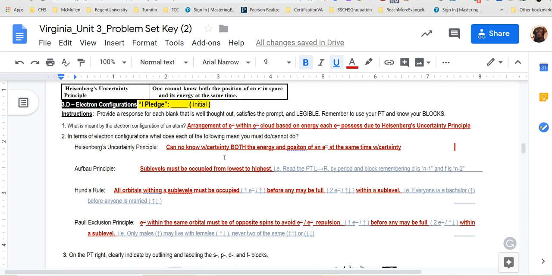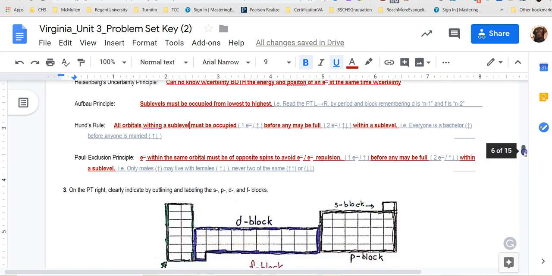Hund's rule, another scientist's name: all orbitals within a sublevel must be occupied with one up arrow. So we're going to designate orbital diagrams with up and down arrows, and before any may be filled with the down arrow within a sublevel. So a good way to remember that is everyone is a bachelor before they can be married.